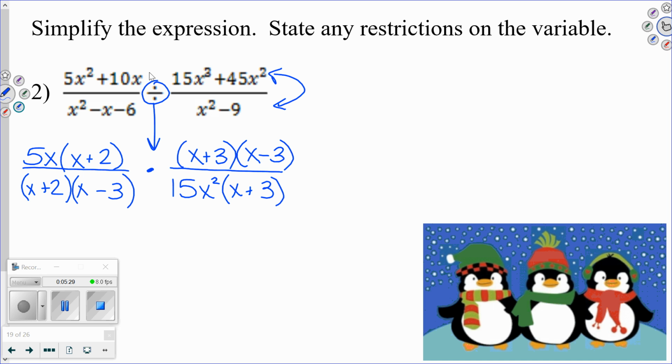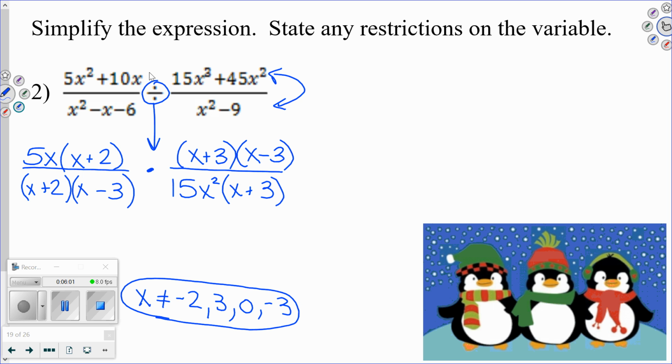All right, so steps 1 and 2 were change to multiply and flip it. Step 3 was factor. Step 4, bless you. What do I do next? Not cancel, read your paper. Restrictions. X cannot equal, looking at my denominators because I can't have a 0 down here, what do we get? Negative 2, 3, 0, and negative 3. A lot of restrictions on that one.